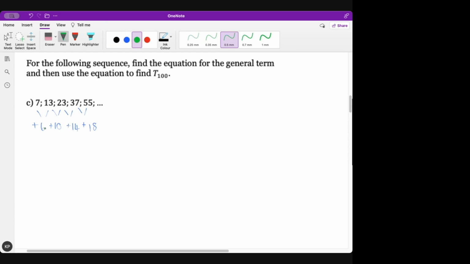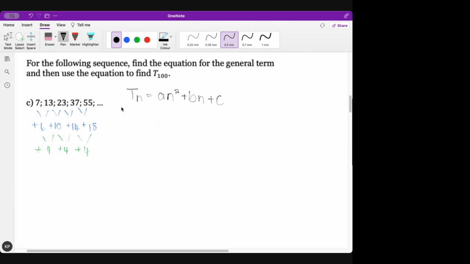Now let's look for our second differences, which I'm pretty sure are the same, and you can already see. What's my second difference? My second difference is 4. Okay, 4, 4, 4. Great. Now let's get back to what I was saying. We know that we need to find Tn, which is an squared plus bn plus c.